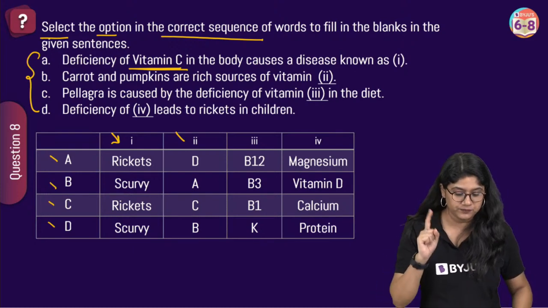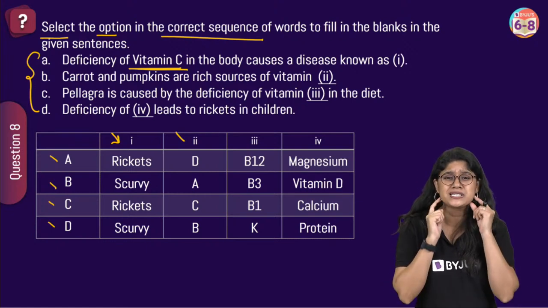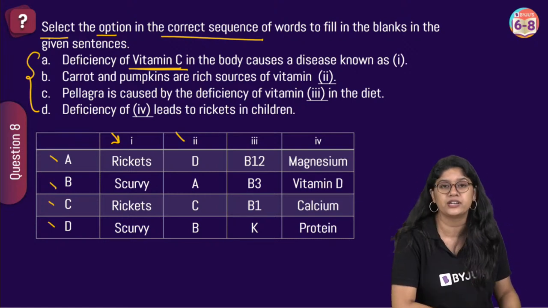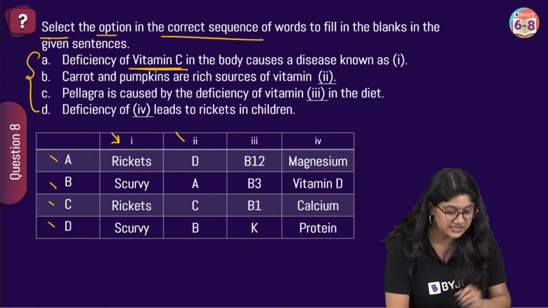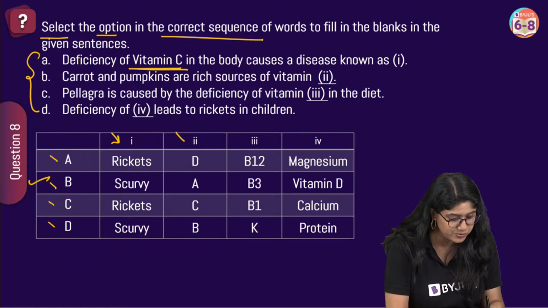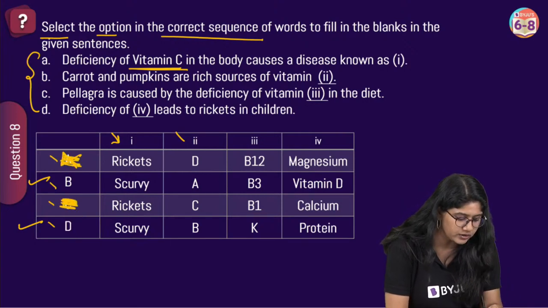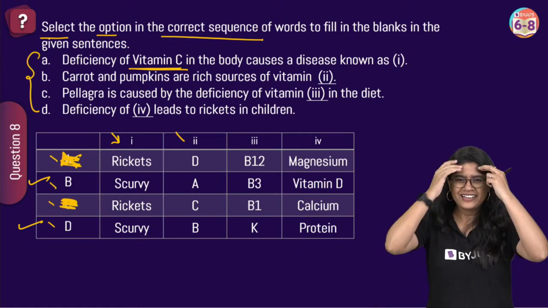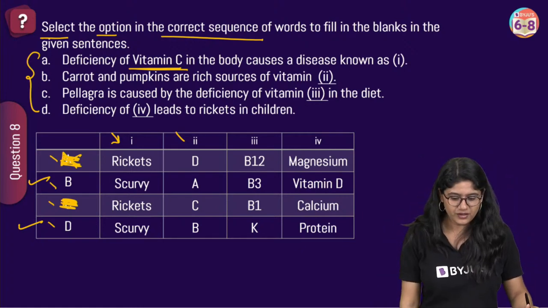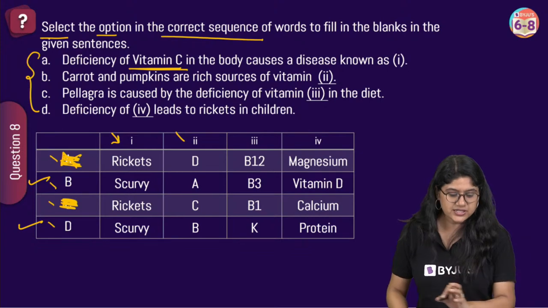answer for the first one. We know that deficiency of vitamin C causes scurvy in the body. And we can see the scurvy option in option B and option D. So option A and option C we will not consider. Okay. First answer is scurvy.